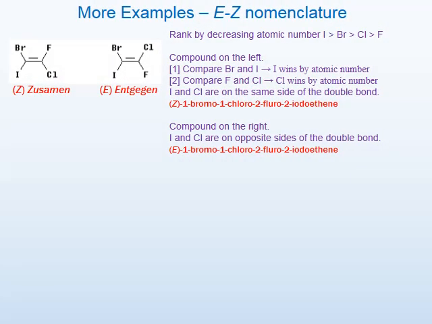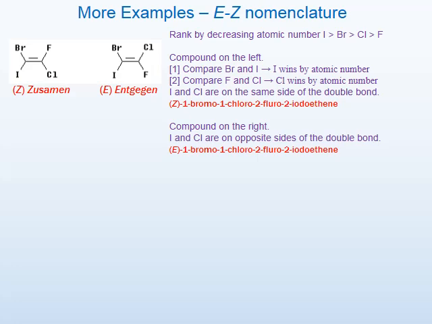For the compound that was mentioned in our introduction to the entgegen-zusammen system for geometric isomers, carbon number 1 is selected as the first of the substituents listed in alphabetical order. For the compound on the left, compare bromine and iodine. The highest ranking atom is iodine. Compare fluorine and chlorine. The highest ranking atom is chlorine. Because iodine and chlorine are on the same side of the double bond, the configuration is zusammen, and the compound name is Z-1-bromo-1-chloro-2-fluoro-2-iodoethene.